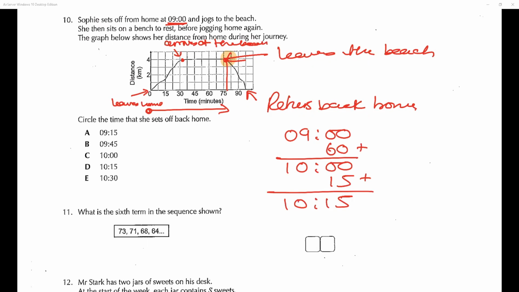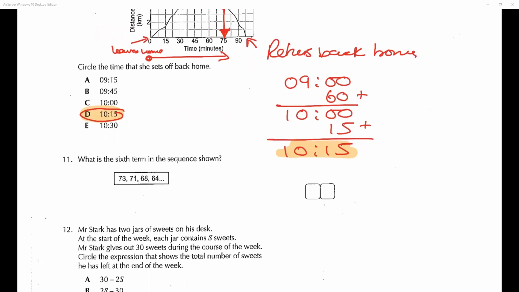So the answer is B. I think my line is slightly off here. Yeah, that's better. Actually it's here, I'm sorry about that. My line was slightly in because I made the dot too big and I couldn't see where I was going. So it is exactly 75. So our answer will be what? D, 10:15, done. Fantastic. Okay, do me one more question, please.